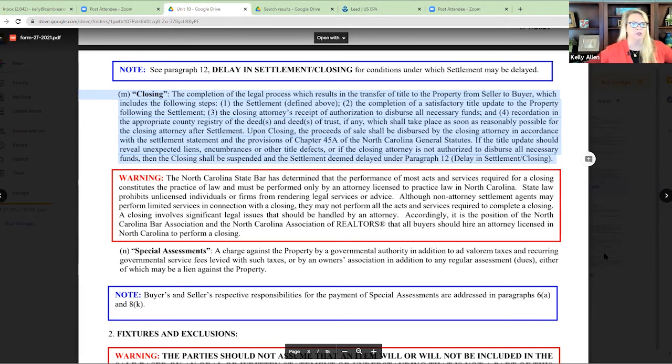Upon closing, the proceeds of sale shall be dispersed by the closing attorney in accordance with the settlement statement and the provisions of Chapter 45A of the North Carolina General Statutes. That's the rule about good funds, the Good Funds Act. If the title update should reveal unexpected liens, okay, so this is where the attorney takes one last final look. What happens if they find something? So let's see. If the title update should reveal unexpected liens, encumbrances, or other title defects, or if the closing attorney is not authorized to disperse all necessary funds, then the closing shall be suspended and the settlement deemed delayed under paragraph 12, coming up here shortly. Okay, yikes, we've got to fix that if we find something.